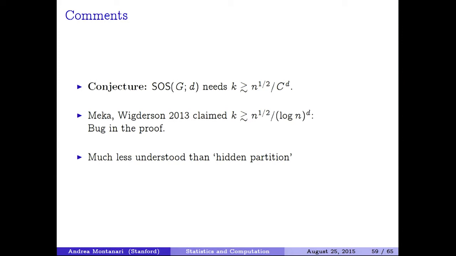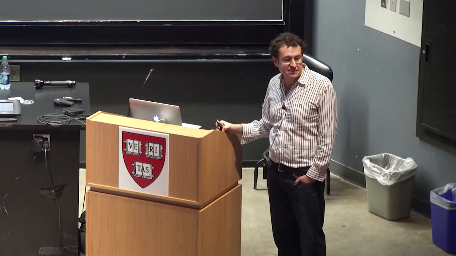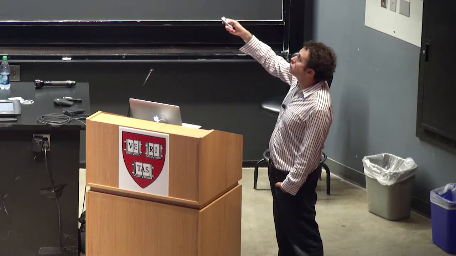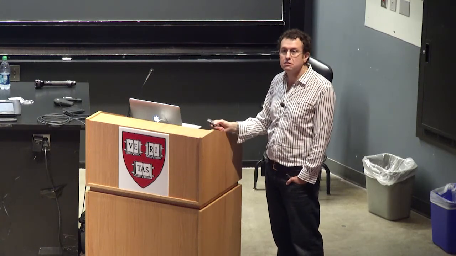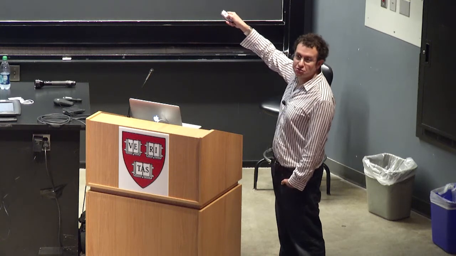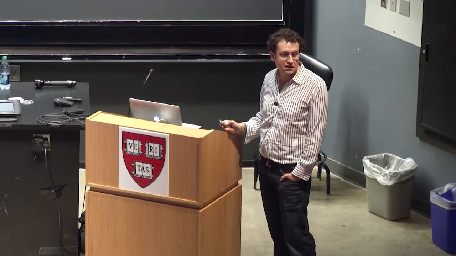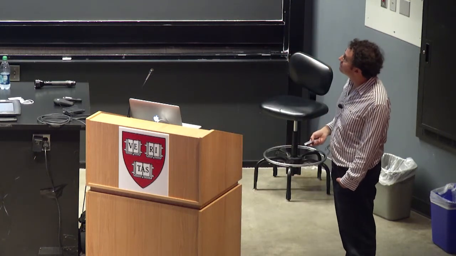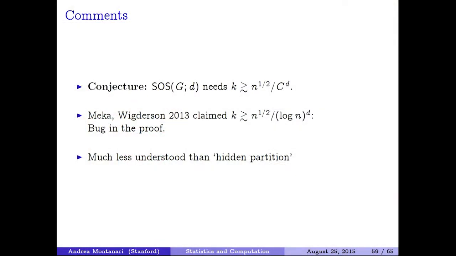Of course, the real conjecture would be that for any degree d, this fails unless k is bigger than square root of n over a constant to the d. Now, this is probably without any log factor, probably only with a constant factor. I don't know. Perhaps this will be proved next month. There was an original paper by Meka and Wigderson that proved essentially this result modulo logs, but had a bug. But nevertheless, it's a very important paper, a very beautiful paper, because in particular it got me interested into this whole area.